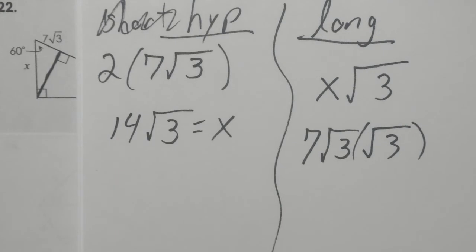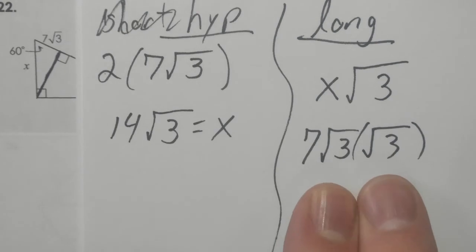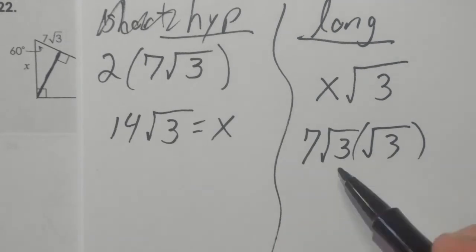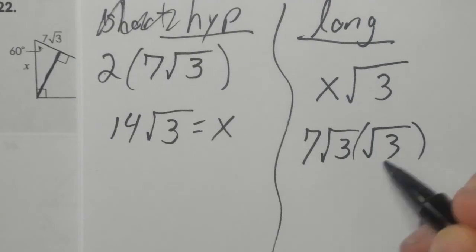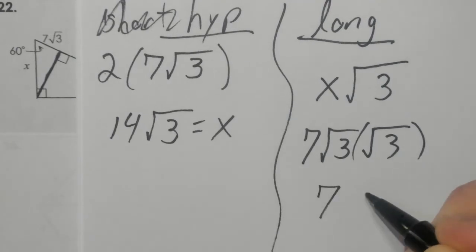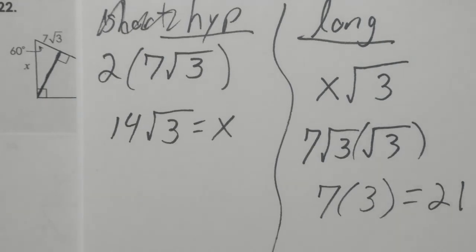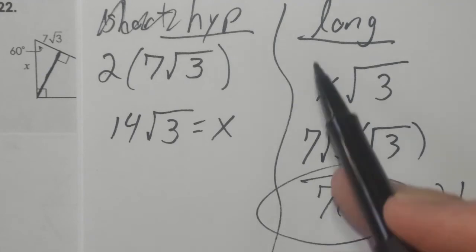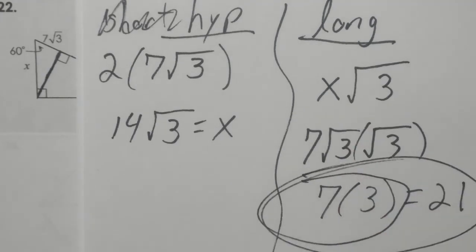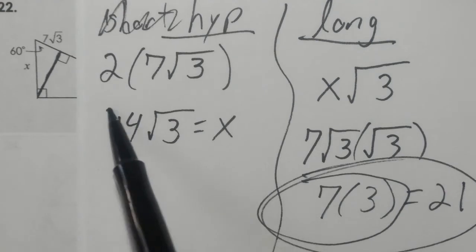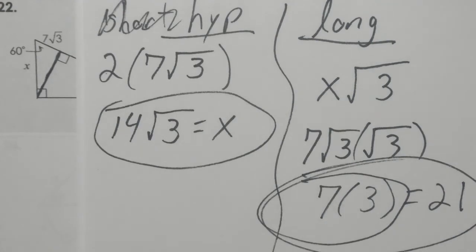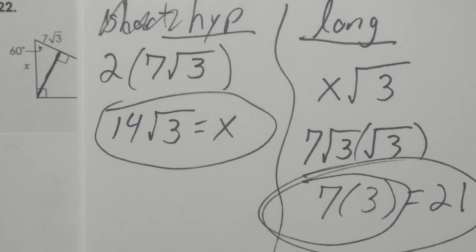3 times 3, which is 9. So it's square root of 9, which is 3. But we've already talked about how when you square something that's in a radical, you're left with just the thing under the radical. So this essentially is 7 times 3, which is 21. Okay, so our long leg came from 7 times 3, which is 21, and our hypotenuse was just doubling the short leg, so 14 square root of 3. Okay, so keep those in mind.